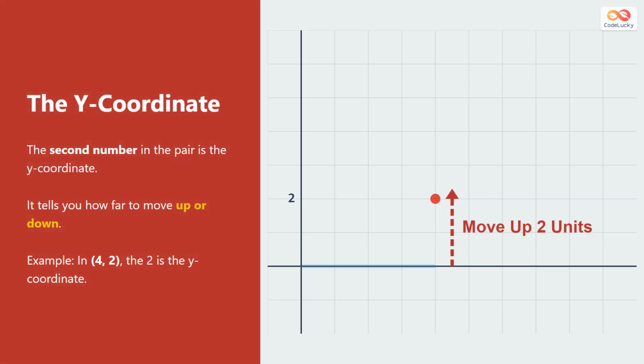The second number is the y-coordinate. This corresponds to vertical movement. It tells you how far to move up or down. A positive number means move up, and a negative number means move down. In our example, the 2 tells us to move 2 units up.